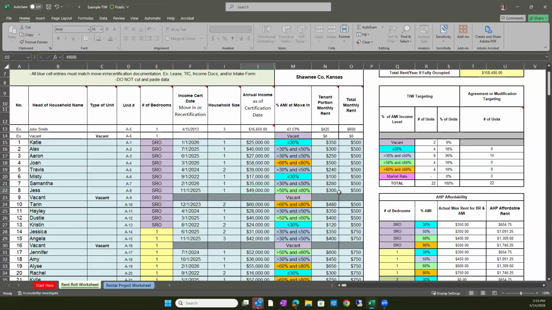The last two columns on the right are for rent. So there's the tenant portion of monthly rent and the total monthly rent. If your tenants do not receive rental assistance, these two numbers will be the same. So we have some tenants here, it's 500 and 500. So they're not receiving any assistance, they're paying the full amount of rent. These two numbers are the same. For those that are receiving assistance, then you'll see those numbers are different between the two.